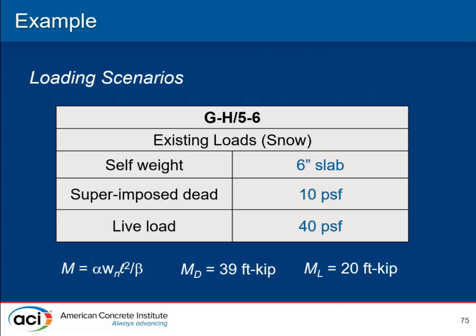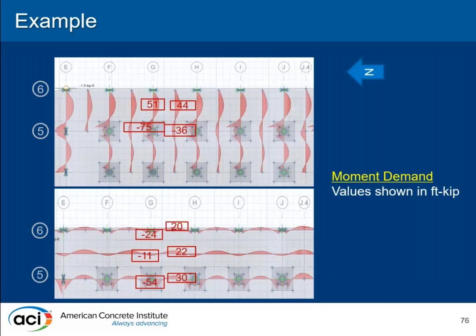So the loading scenarios are shown here for the self-weight and superimposed dead load and live load. We can calculate typical dead load moments of 39 kip feet and live load moments of 20 kip feet. This is the structural analysis output showing the moments in the column and middle strips in both directions. So again, bay lines 5 and 6 between column lines E and J4.